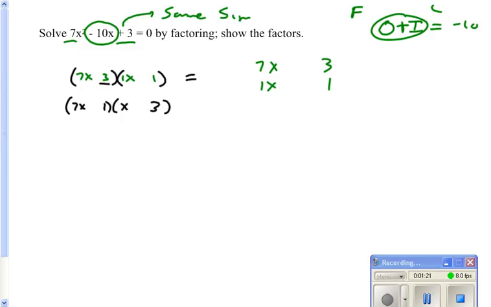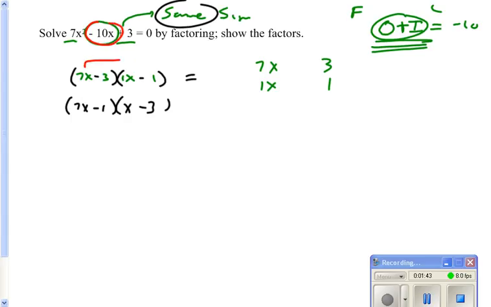Here I had the 3 with the 7, and down here I've got the 3 with the 1. I changed the order, realizing that the middle terms have to be the same, so I'll make them both minus. And I'm going to look for the one that when I do the outsides and the insides gives me a negative 10. Okay, outsides here is negative 7, insides is negative 3, and I found it on the first try. So those are the factors.